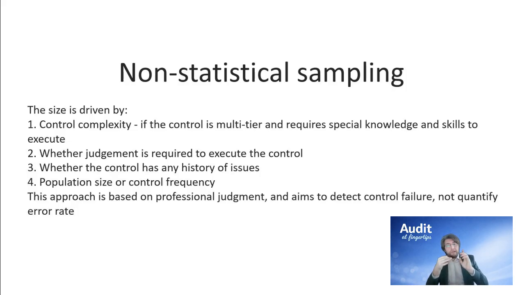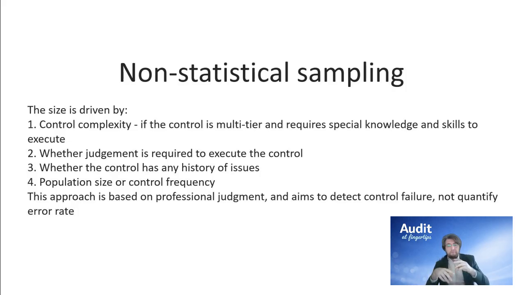Now, the second factor is judgment. So, is the control fully, for instance, automated and fully protected by the application control capabilities, or is there some judgment element involved, right? So, a living person is taking the decision, go right or go left. Again, where judgment is required, you probably want to sample more.